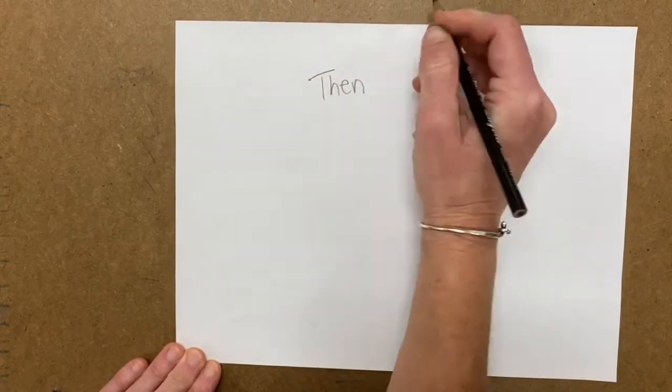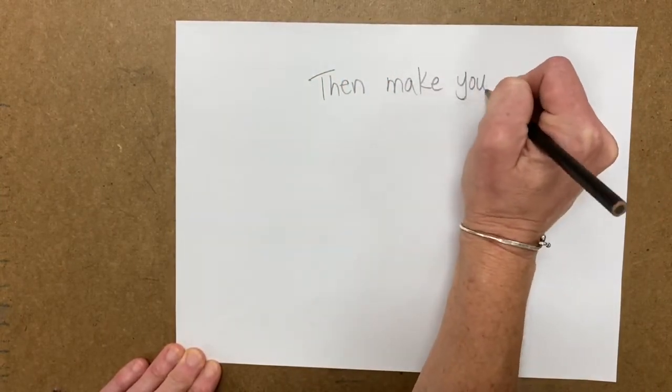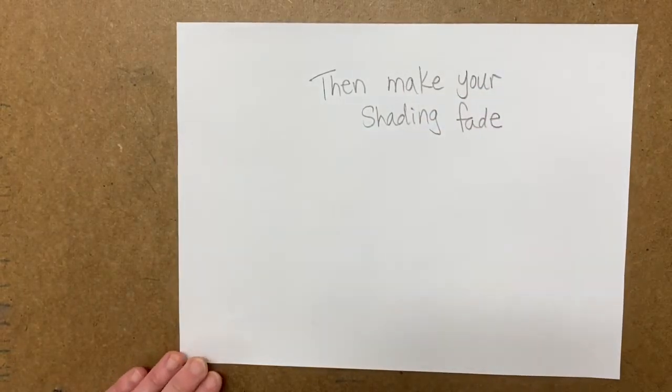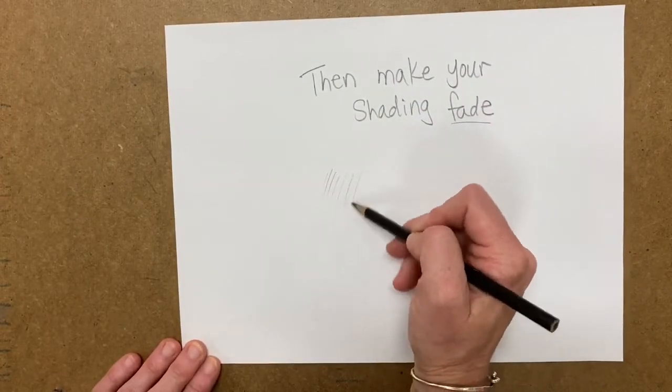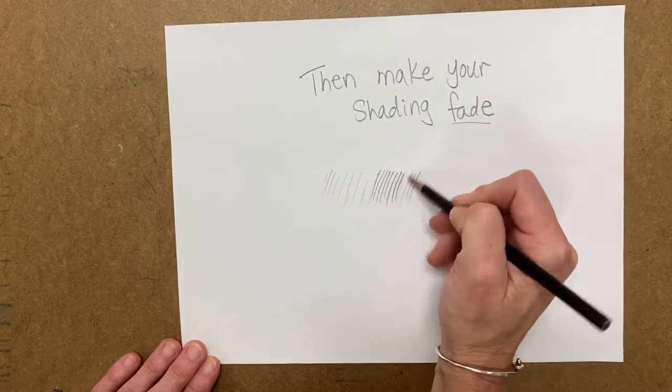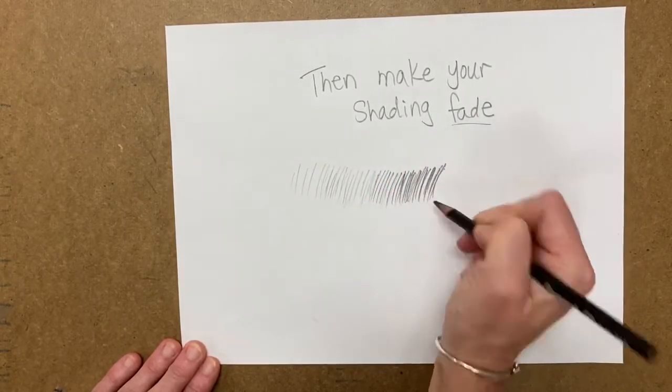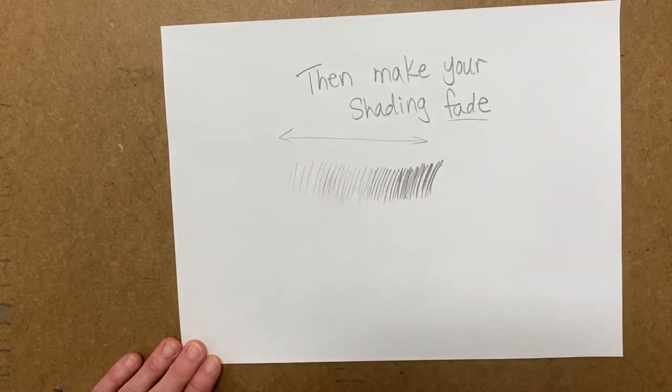Next, I want you to practice fading each type of shading. Make your shading fade from light to dark. Be sure to do this for each of the 4 types.